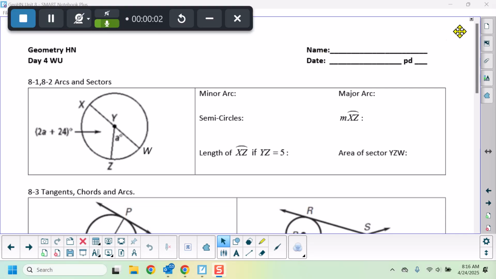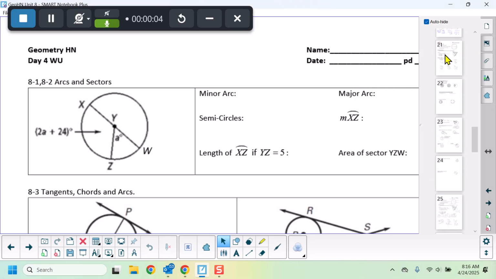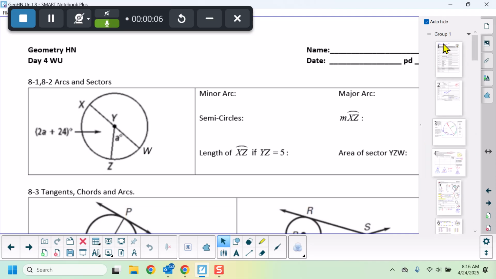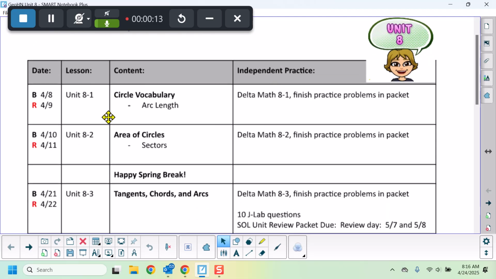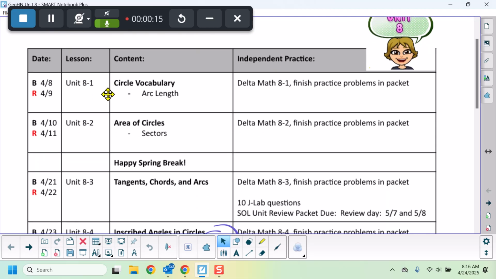Right, so if you want to go all the way back to the very beginning of your packet, let's talk about what we're doing today. We have our quiz today, and for the most part, it's on sections 1 and 2. We want to make sure that you're good with arc length, sector area, that part of the whole conversation.